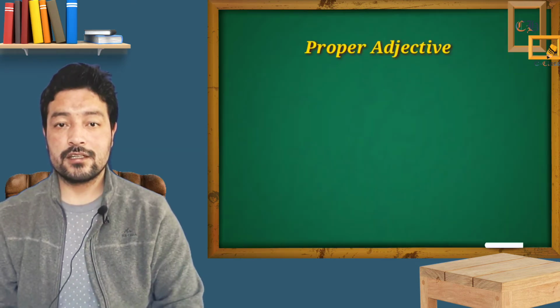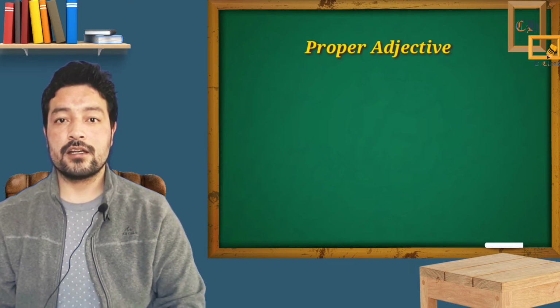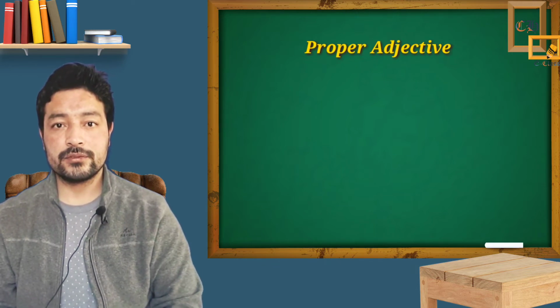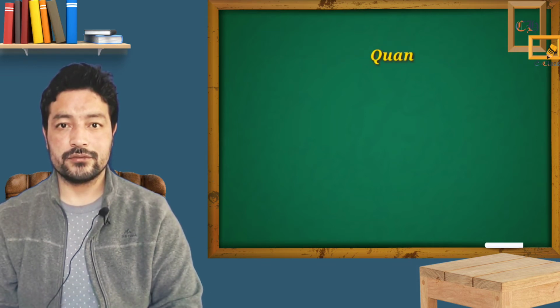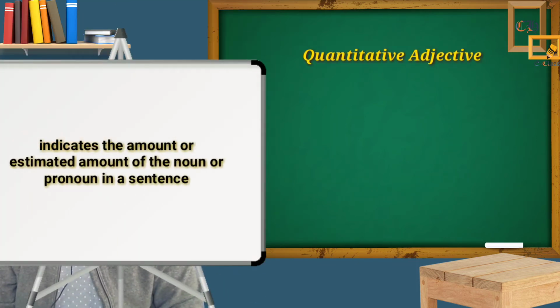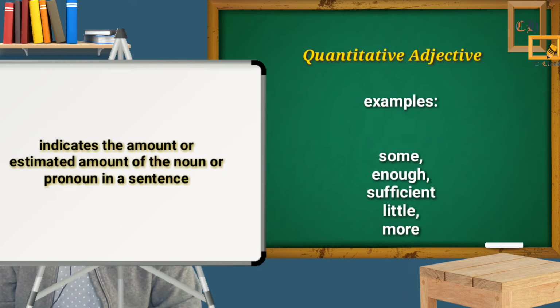So the words Indian, Ladakhi, Kargili, Chinese, Japanese, Kashmiri are examples of proper adjectives. The next one is quantitative adjectives. The adjectives which tell us how much of a thing is meant are called quantitative adjectives. We use quantitative adjectives with abstract nouns or material nouns. The words some, enough, sufficient, little, more are examples of quantitative adjectives.